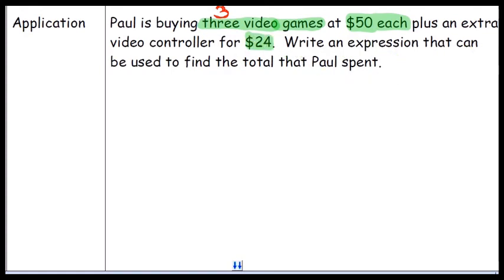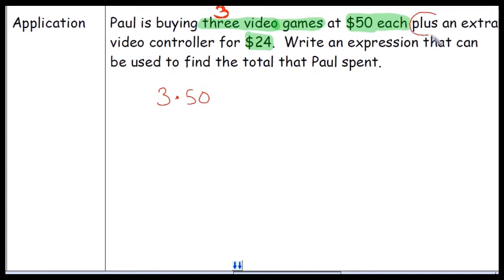So they want us to write an expression. So we're going to have to just write an expression that can be used to find the total that Paul spent. Okay, so we can do a couple of things. If we have 3 video games and each one is $50, I can write 50 plus 50 plus 50, right? Well, since we are a little bit smarter than elementary kids, where elementary kids start off adding and adding and adding the same thing until they develop the multiplication concept, we can go ahead and use the multiplication concept, and we can go ahead and multiply 3 times 50. That's going to give me the price for all 3 video games.